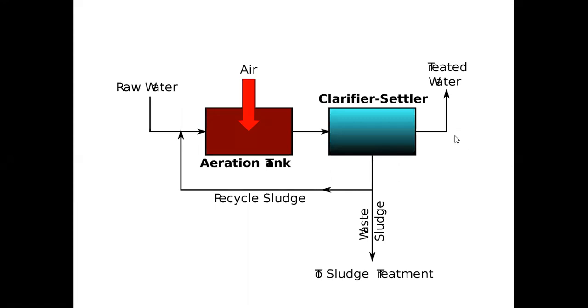In the activated sludge process, usually this kind of figure can be drawn. It has raw water, an aeration tank, then a clarifier, or we can say settler, then treated water is being removed, sludge is being removed. Don't draw this sketch. I will ask you to draw another sketch. Then the sludge is recycled from the clarifier to before the primary clarifier.